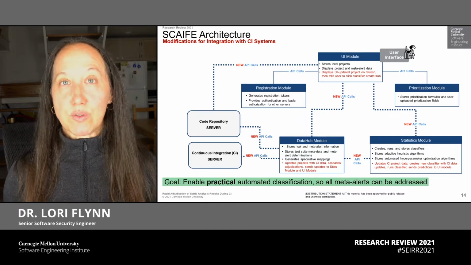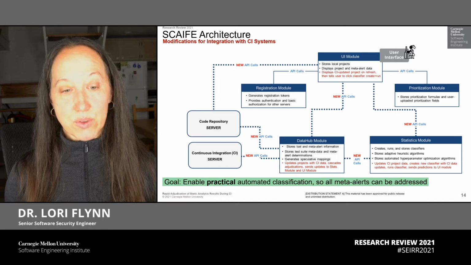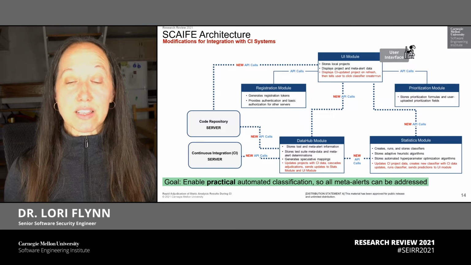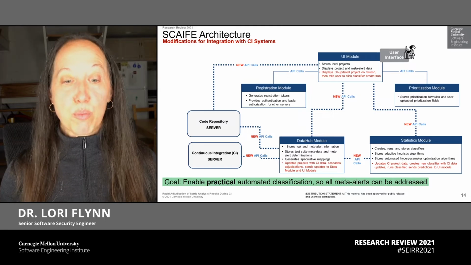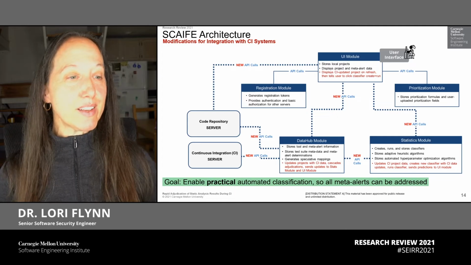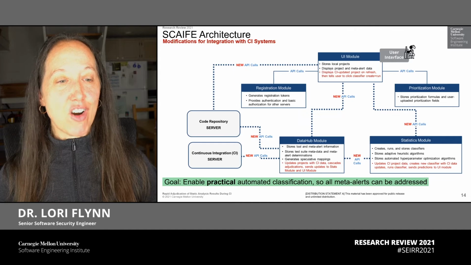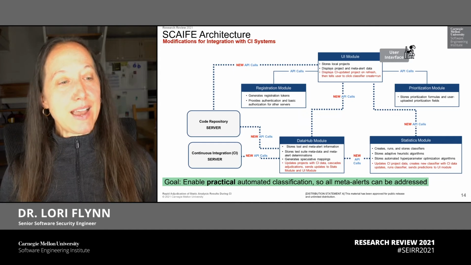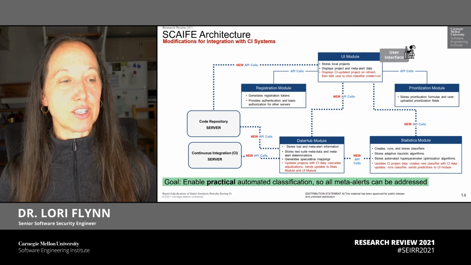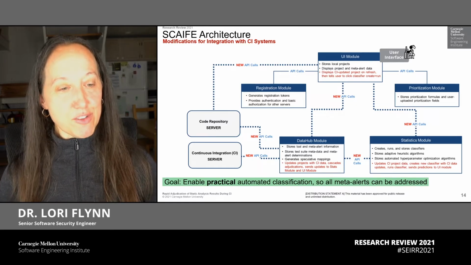Now, as a result of this project, Scafee can be integrated into CI workflows. These new capabilities make static analysis classification more practical for people to use. In this figure, you can see the dashed lines where we've added new API calls. And now there are these optional calls to a code repository server and CI server.